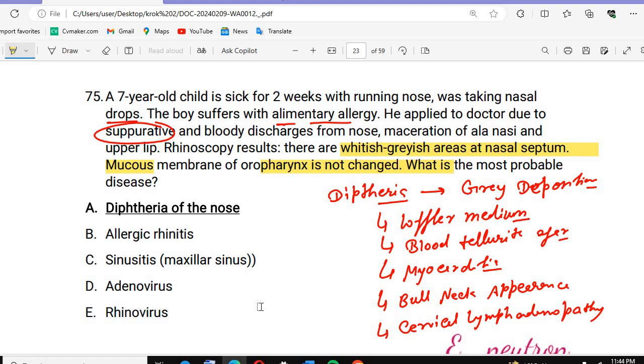Other findings you don't need to worry about, because they are not commonly asked. But diphtheria can be asked, because this is from the Krok exam point of view, it can be asked directly. Other things they will not ask you.